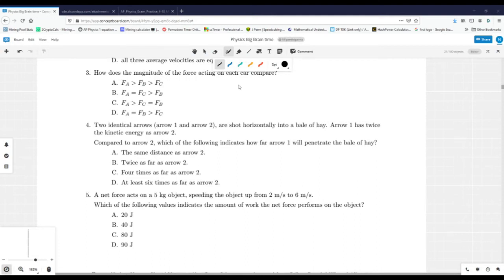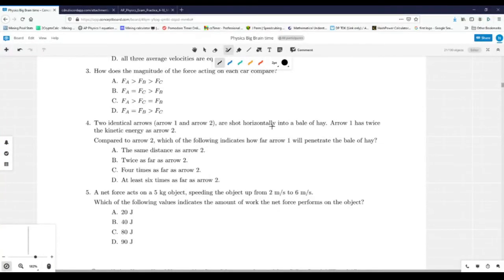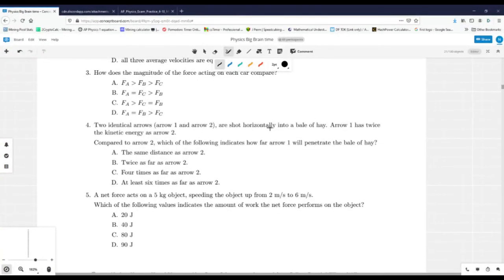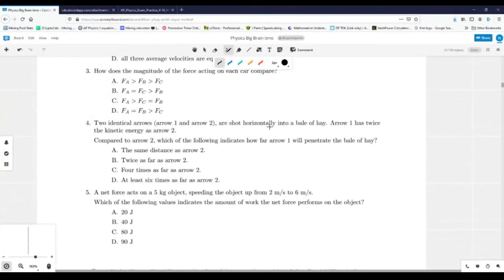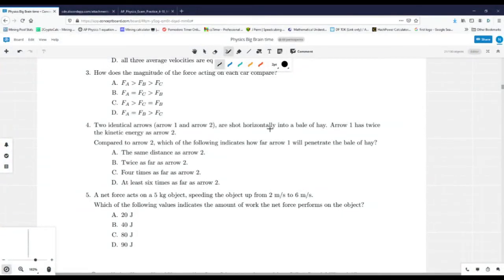All right. So let's look at number 4. When the arrows are getting shot into the bale of hay, what is going to be the force that opposes that motion or is going to stop it? What type of force would that be?